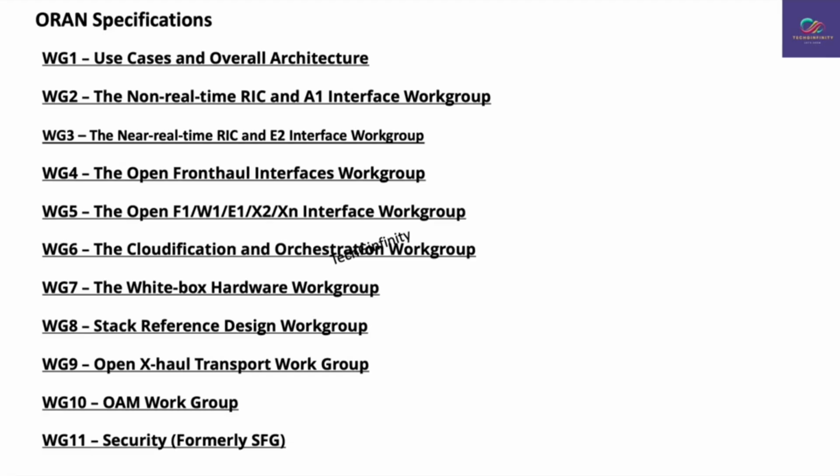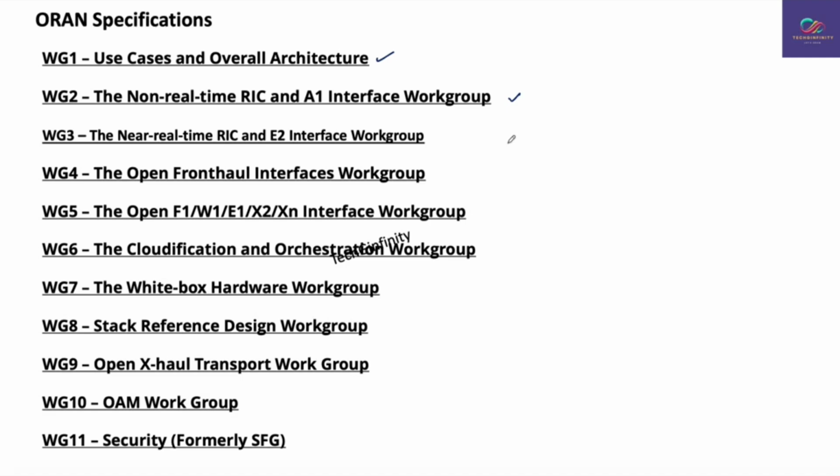And if you see in the slides, we have 11 ORAN specifications or working groups, which start from working group 1, which talks about use cases and overall architecture of ORAN. This group defines the use cases and deployment scenarios of ORAN, ensuring the architecture is flexible and adaptable to diverse needs.